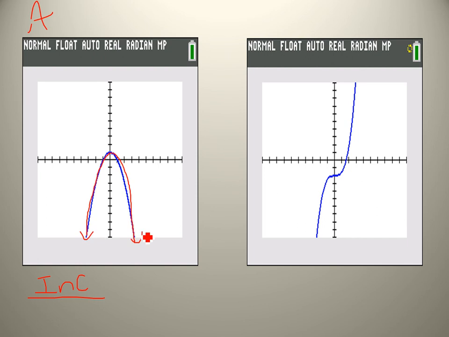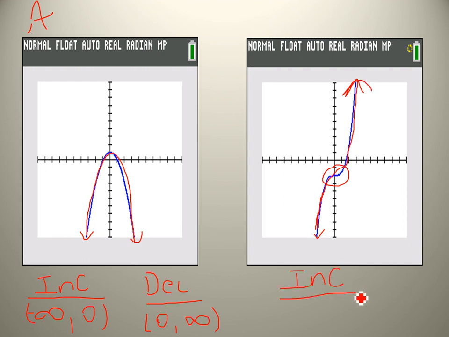Remember this has arrows on the end, this graph is going to increase from negative infinity all the way to 0, and then it's going to decrease from 0 to positive infinity. So that's part A. And then part B, once again, it's a cubic, so it has arrows on the ends. So just keep in mind with a cubic, I know this appears to look constant, but it's not. It's just increasing at a very slow rate. So what we would say about this graph is that this graph is increasing from negative infinity to positive infinity.